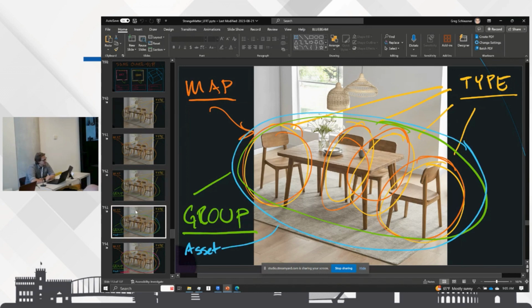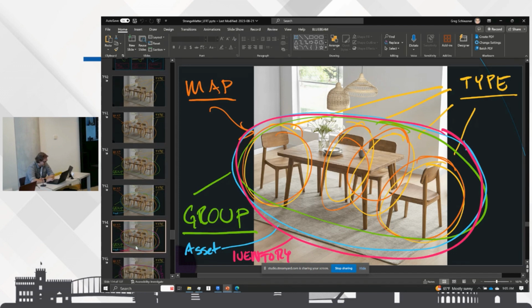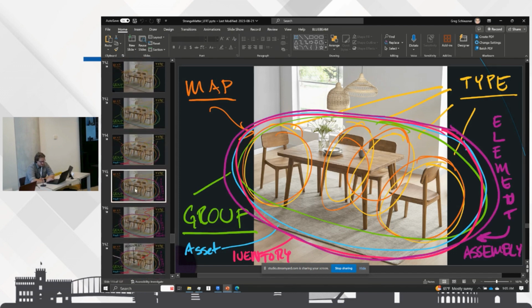Then we have, I think it's called an asset, which is just sort of like attic stock. Yeah, named group. Then we have inventory, which is the attic stock concept. So we have these things, but they're technically not placed. Then we have assembly. Assembly does actually allow for placement, and it doesn't apply to furniture.